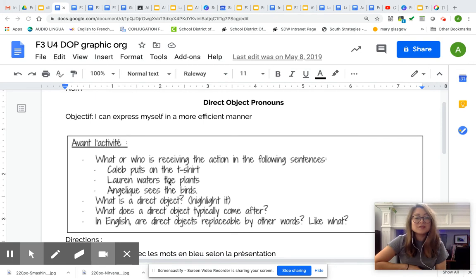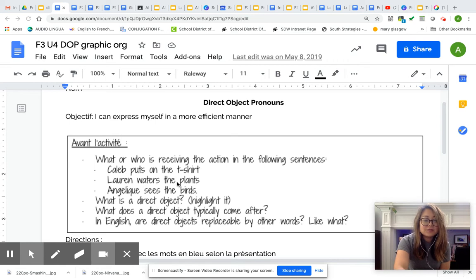So let's look at this first one. It says, Caleb puts on the t-shirt. So we can identify the action as put on. So Caleb is putting on something, and that thing, the thing that's receiving the action of being put on, is the t-shirt. So the t-shirt is what is called a direct object.